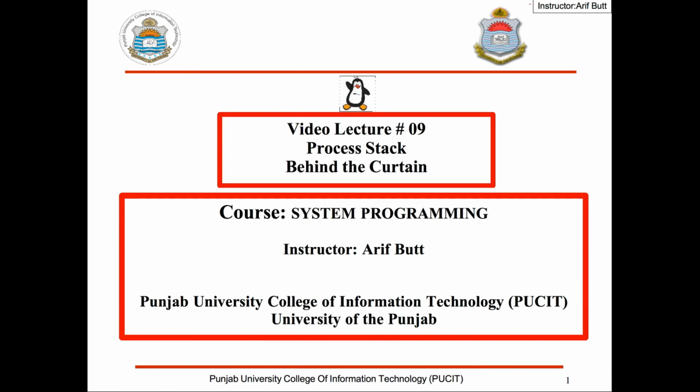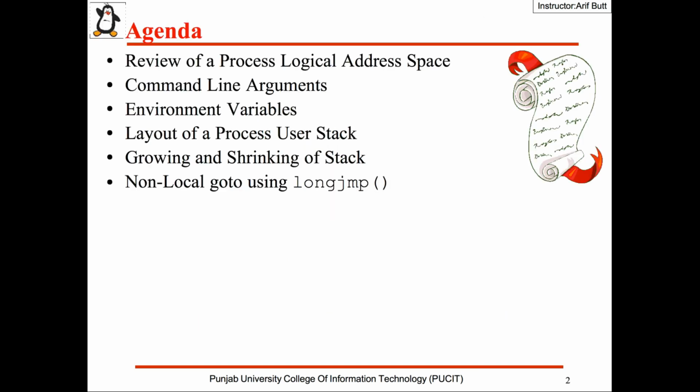The title of today's session is Process Stack Behind the Curtain. Well, today we will have a quick recap of the process logical address space first. Then we will talk about the command line arguments and environment variables. We will discuss in detail the layout of a process user stack, growing and shrinking of the stack, and buffer overflow. And finally, I will close after the discussion of non-local goto using longjmp. Let's start.